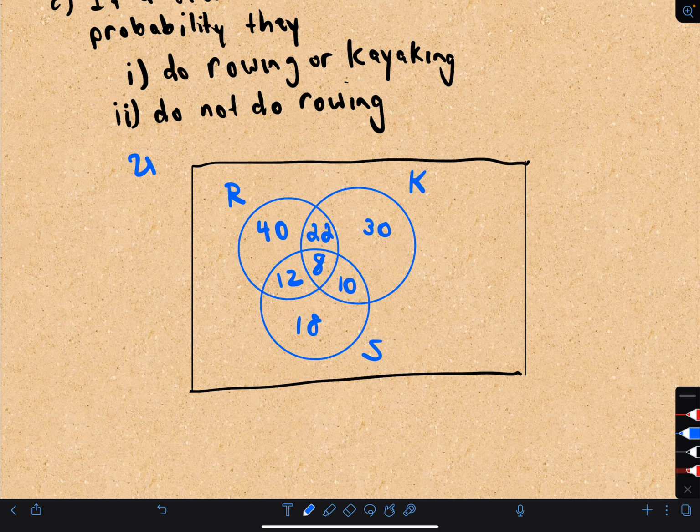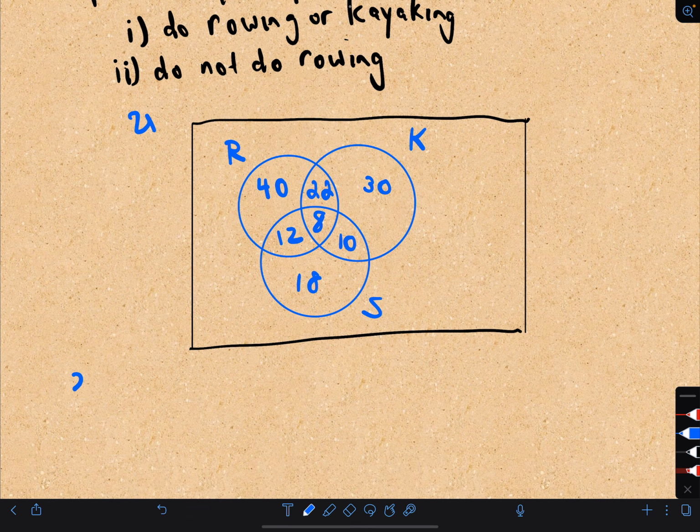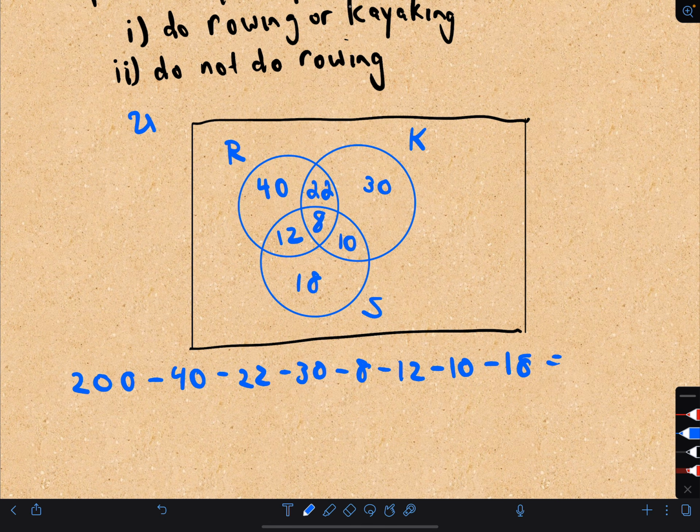So I could take the total number of students, and I don't even know if I calculated this one. We can do this one real quick. The total number of students is 200. I'll subtract away basically all of these values, and that's going to give us the number of people that don't do any of these activities. So I'll subtract 40 minus 22 minus 30 minus 8 minus 12 minus 10 minus 18. And what does that give us?